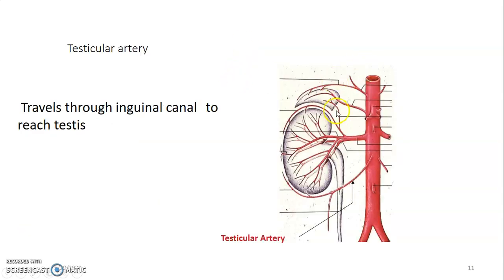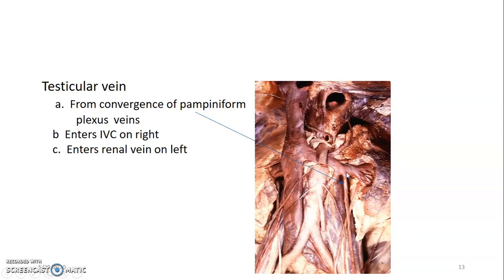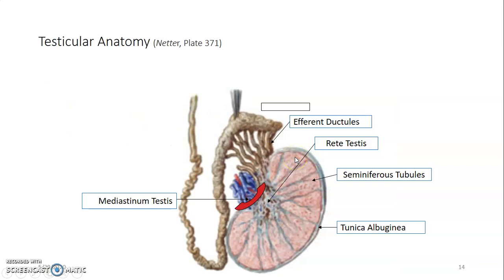That's the testicular artery being given off from the abdominal aorta. Alright, and then these are the pampiniform plexus of veins that will join to form the testicular vein. And the left testicular vein drains into the left renal vein before it goes to the inferior vena cava. But the right testicular vein drains directly into the inferior vena cava.